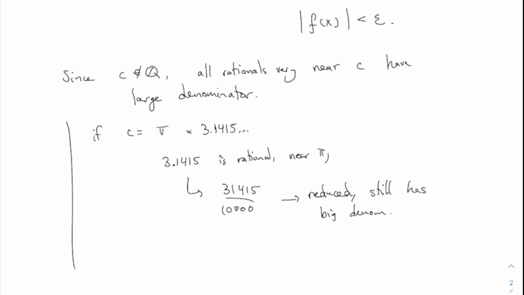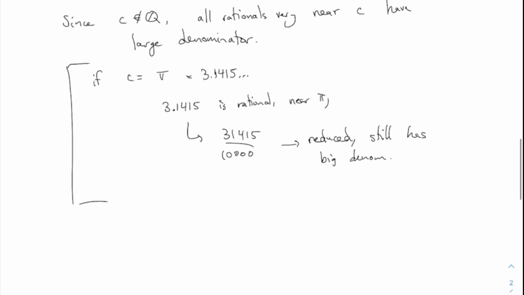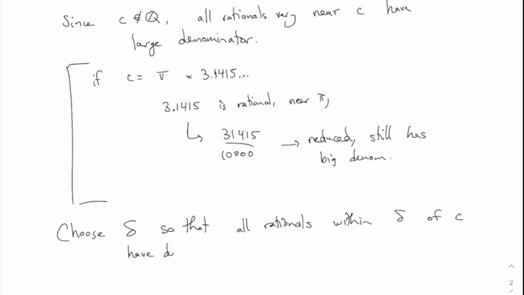So what we can do here is the basic idea which leads to the whole epsilon and delta proof. I said informally, all rationals very near c have large denominators. I'm going to say it this way. I have to say what delta is. I'm going to say choose delta so that all rationals within delta distance of c have denominator greater than n. N? I mean 1 over epsilon, sorry.